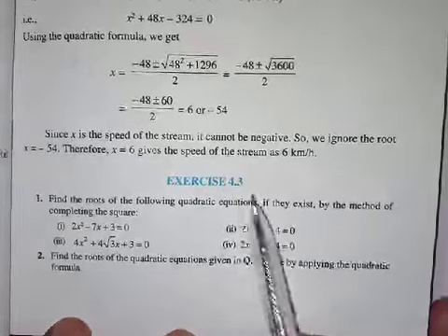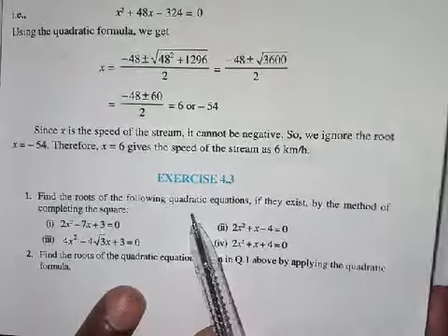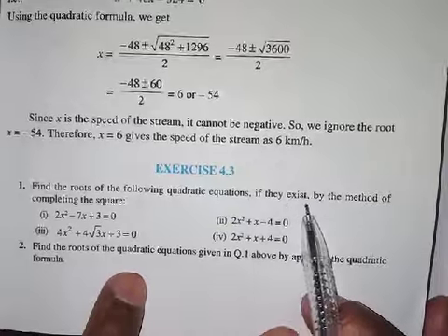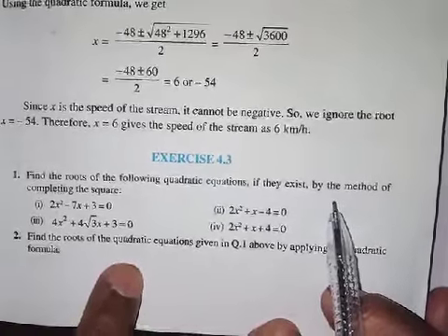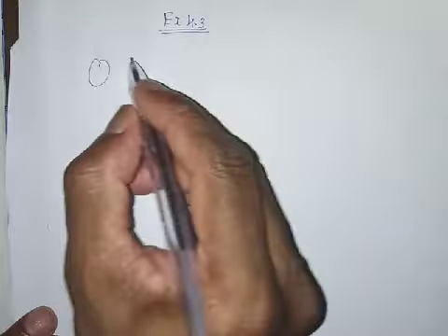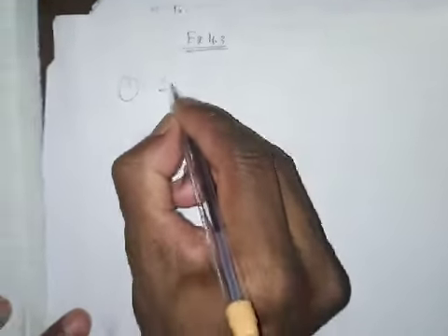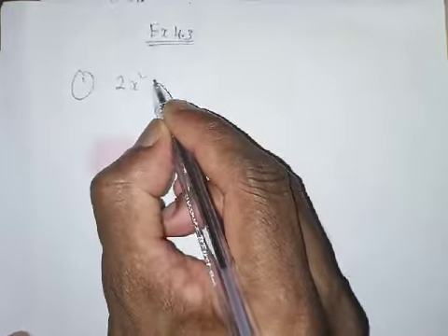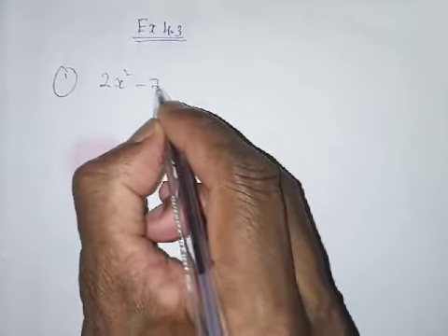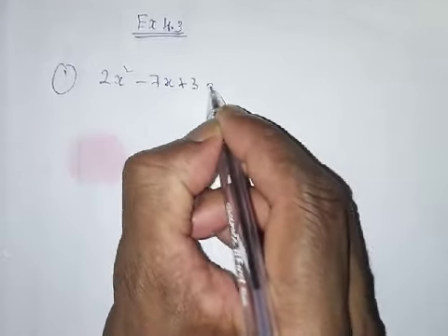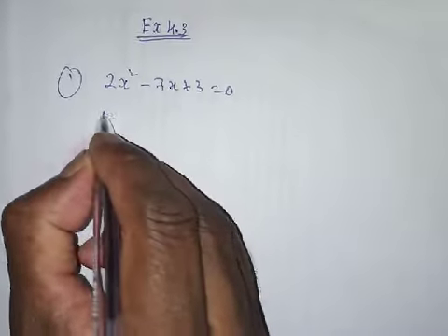Exercise 4.3. Find the roots of the following quadratic equations, if they exist, by the method of completing the square. So the first one is 2x² − 7x + 3 = 0. So what is the middle term?